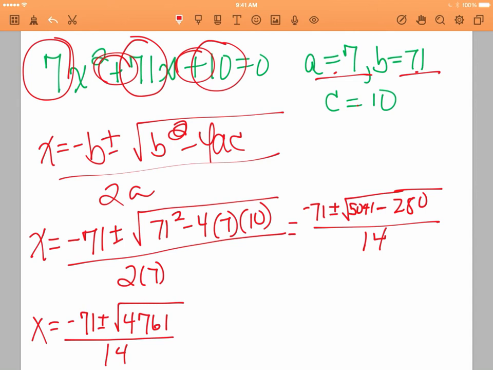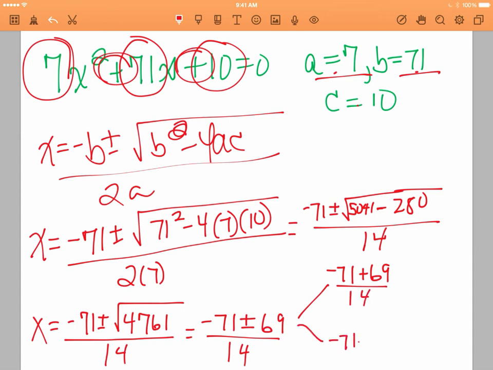And then we take the square root of that answer. So we get negative 71 plus or minus 69 all over 14. So we get two answers. Negative 71 plus 69 all over 14, and negative 71 minus 69 all over 14. So we get negative 71 plus 69 divided by 14. So this gives us 10. And then you have negative 71 minus 69 all over 14.